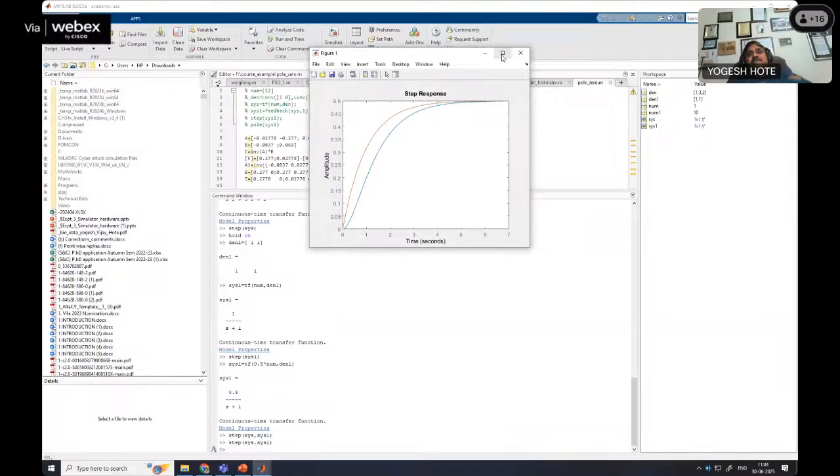Just observe this. This is the response of the original plant and the reduced plant when we have neglected S plus 2. You can see the difference. This is not a matching. This is not a matching. So we cannot accept this result, because it is about an exact matching of the original model and the reduced order model.